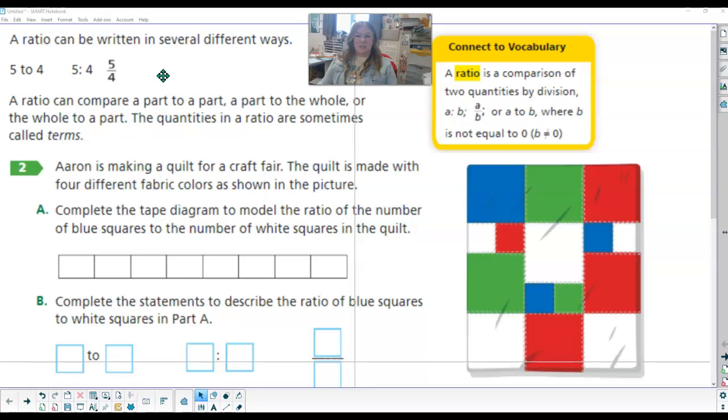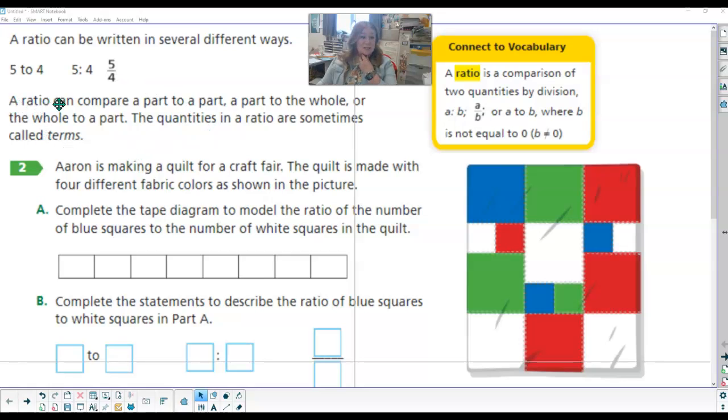If we remember, a ratio is just comparing two different things. Using division, we can write it three different ways. It can look like a fraction. It can be written with the two dots, the colon, or it can have the word "to." They all mean the same thing. We have to put them in the right order that it asks for, though.